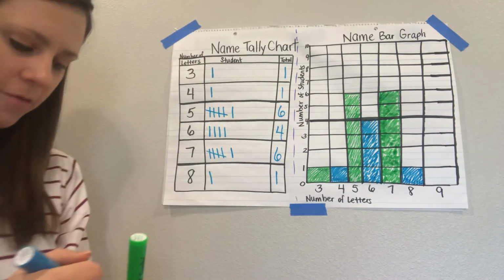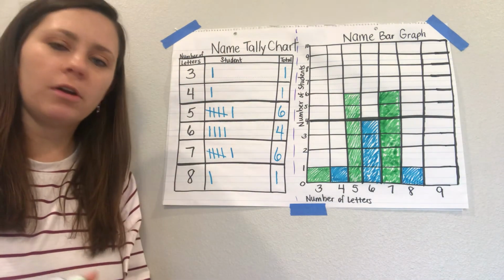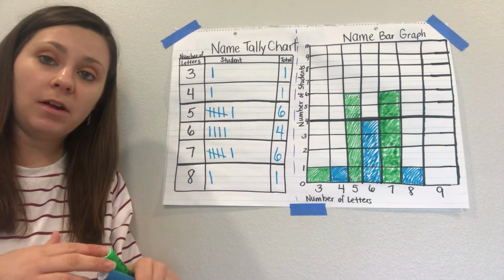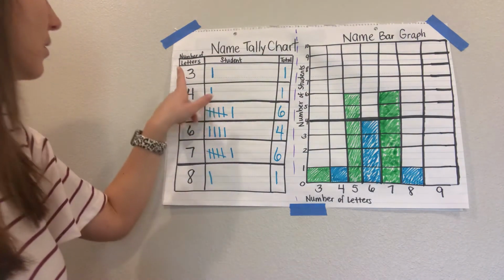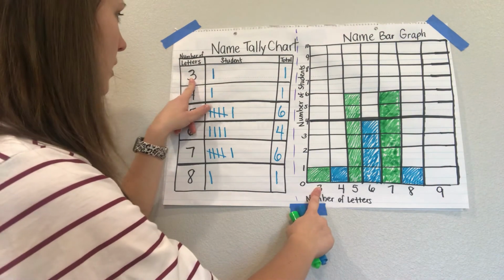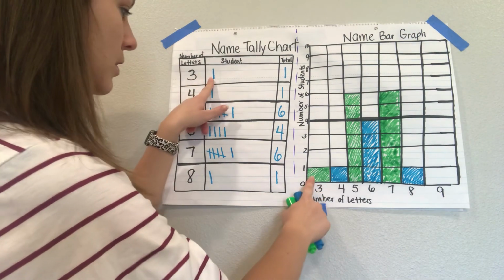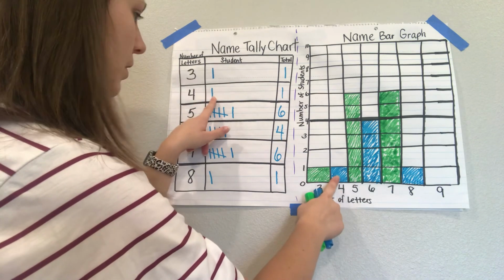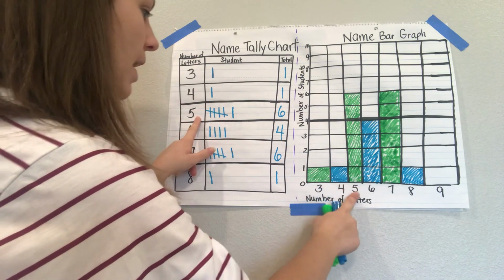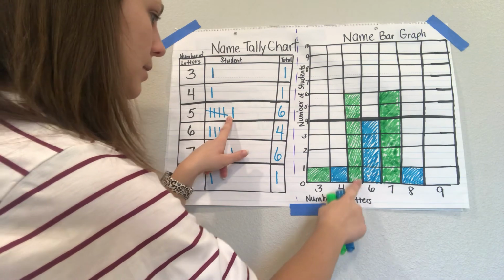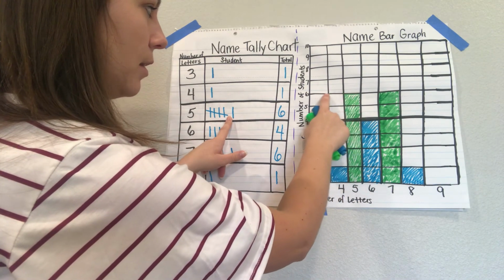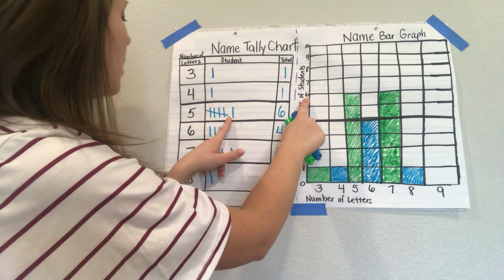All right, and there we have our bar graph. And it's always important after you make your graphs to double check and make sure that you have everything correct on there. So I'm just going to go and double check. So 3 letters, there's 1 student. That's what we did. With 4 letters in their name, 1 student. With 5 letters in their name, we had 6. 1, 2, 3, 4, 5, 6. And I can go across this line here and see that it's at 6.